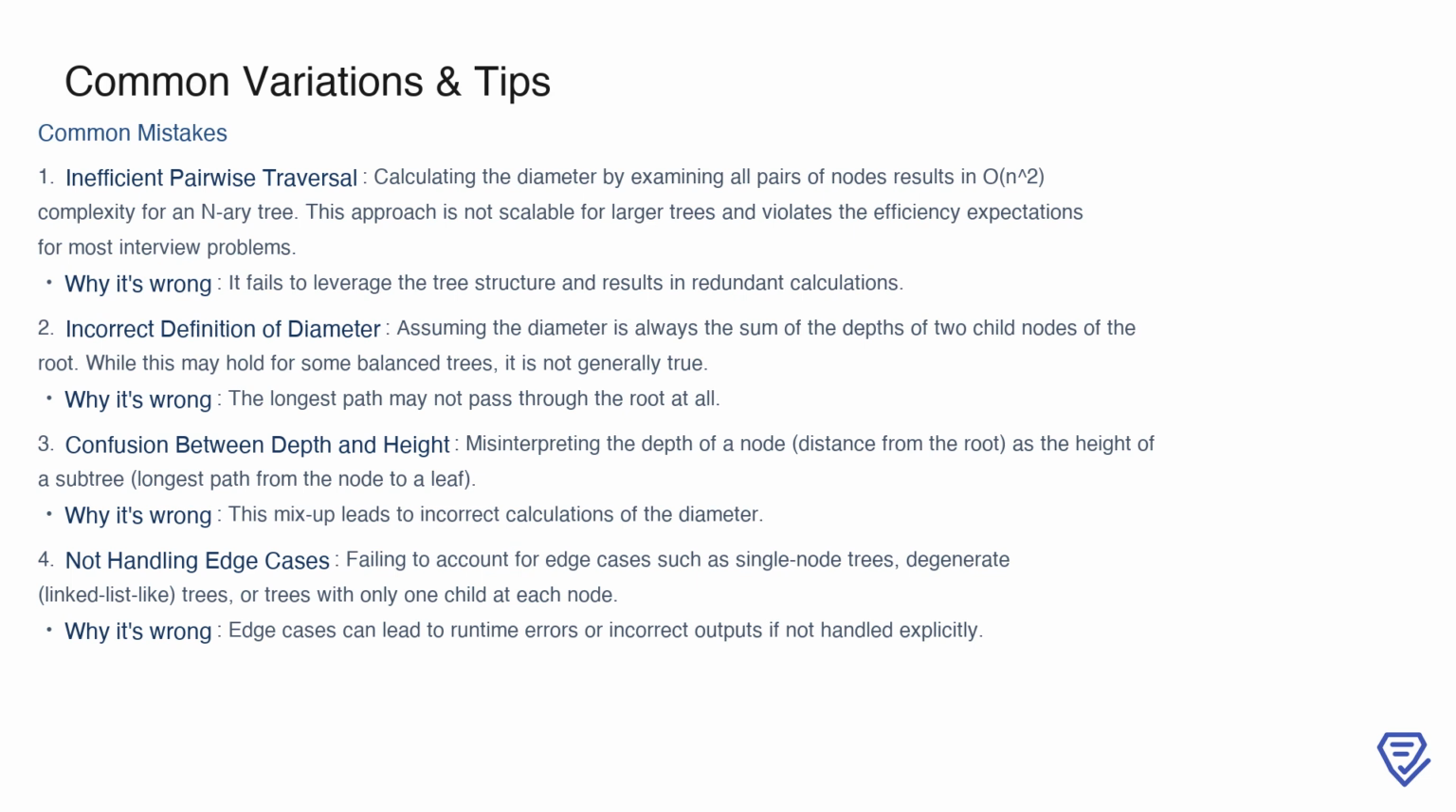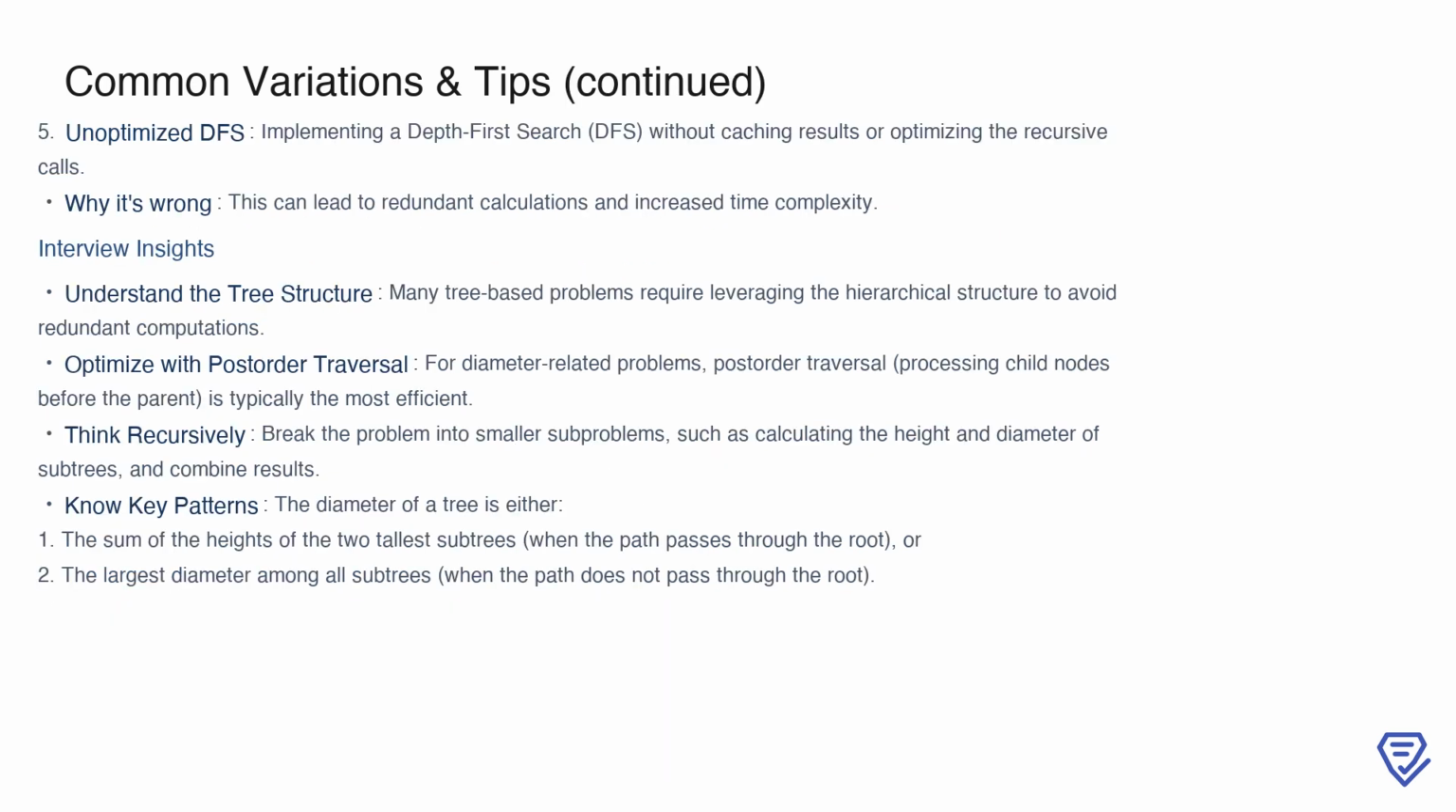Remember, the depth is the distance from the root, while the height is the longest path from a node to a leaf. Misunderstanding this distinction can lead to incorrect diameter calculations. Finally, neglecting edge cases such as a single-node tree or trees that resemble linked lists can result in runtime errors or wrong outputs. It's critical to explicitly handle these scenarios in your solution. Another pitfall is implementing an unoptimized depth-first search. Without caching results or optimizing recursive calls, you risk performing redundant calculations, which can dramatically increase the time complexity.